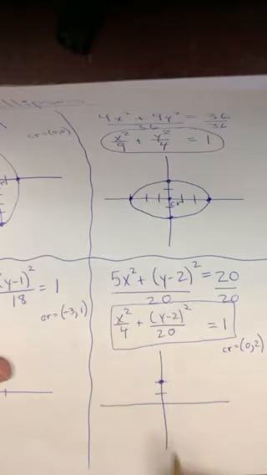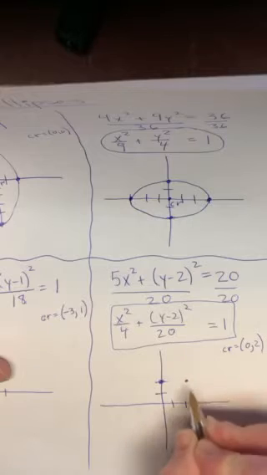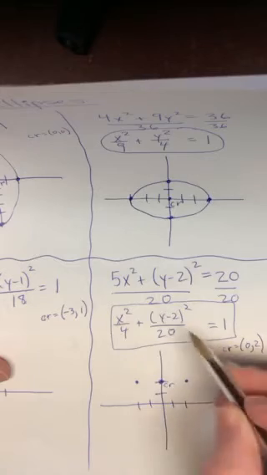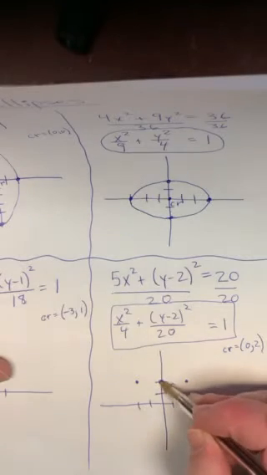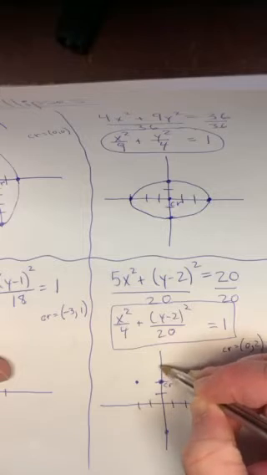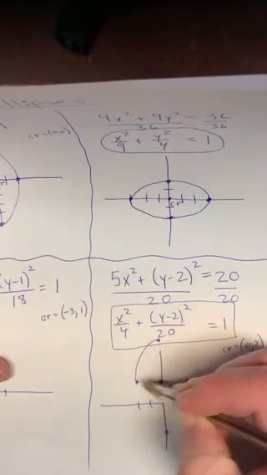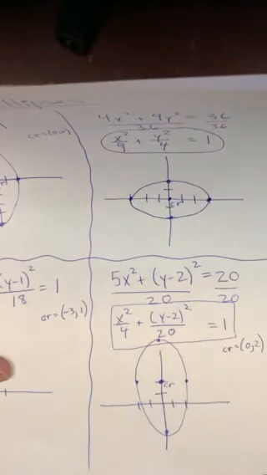Since the x squared has a 4 under it, I'm going to go from the center, right 2, and left 2. The y squared has a 20 under it. The square root of 20 is actually 4.5, so I'm going to go down 4.5 and up 4.5. And when I draw my ellipse, it's elongated up and down because the bigger number was under the y.